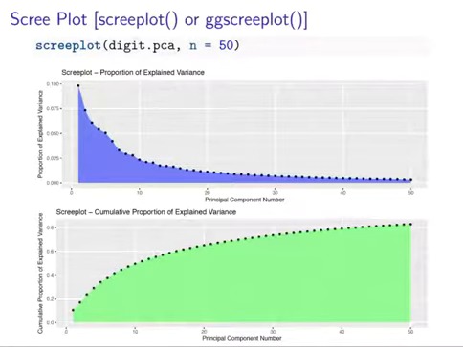Here's the scree plot, and this has two different calls: the scree plot, which overrides the base scree plot, and the GG scree plot. Either way, if you send it the digit.pca data class and the number of components you want to look at, it plots the proportion of explained variance or the cumulative proportion of explained variance, or if you don't tell it, it does both, so it shows you both here.